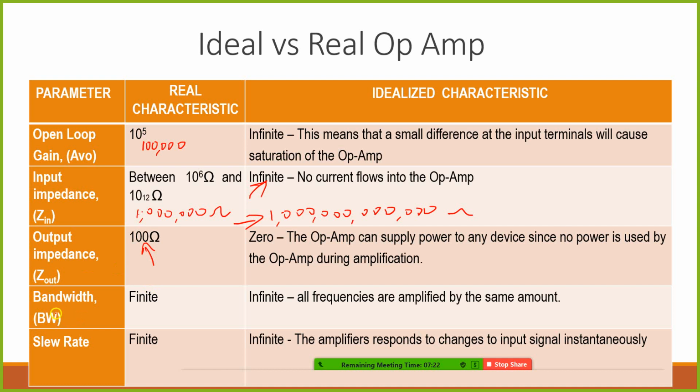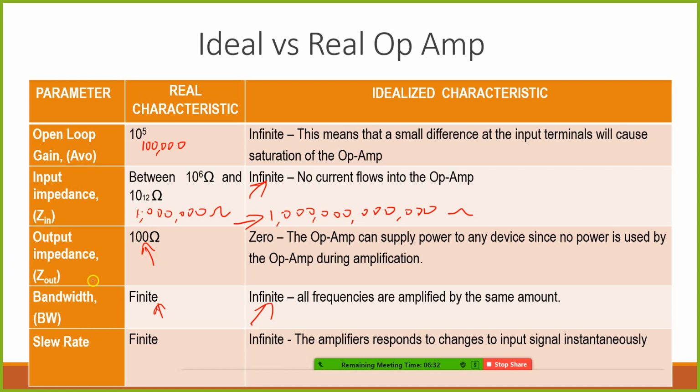There's another thing I didn't make mention of at first, and that is the bandwidth. We'll soon talk about what we mean by bandwidth, but in the ideal scenario, it has infinite bandwidth, which means that all frequencies are amplified by the same amount. However, in the real scenario, it has a defined bandwidth. There's only a set of frequencies that it will amplify, not all the frequencies. You'll see us talking more about bandwidth further on.